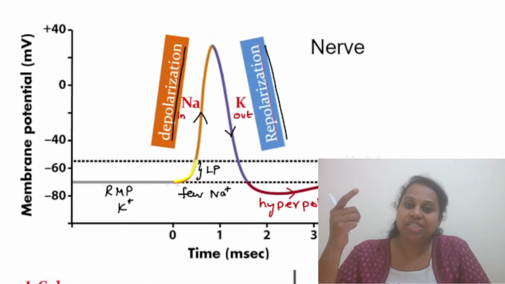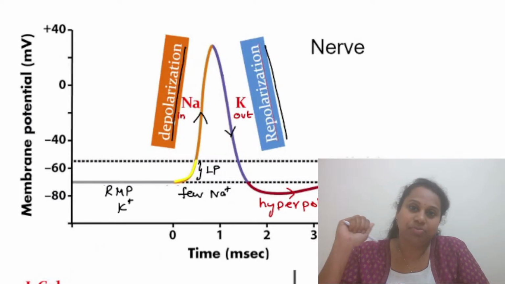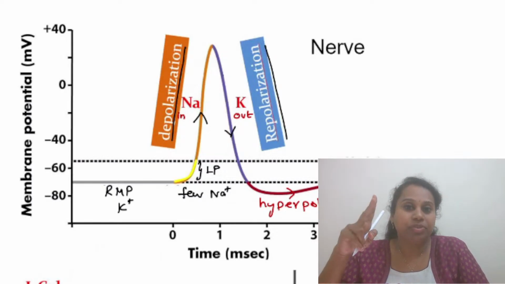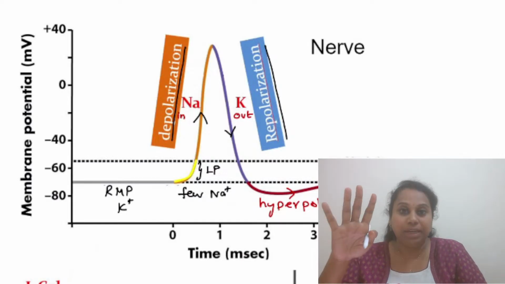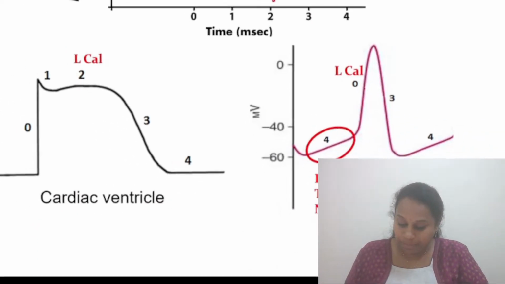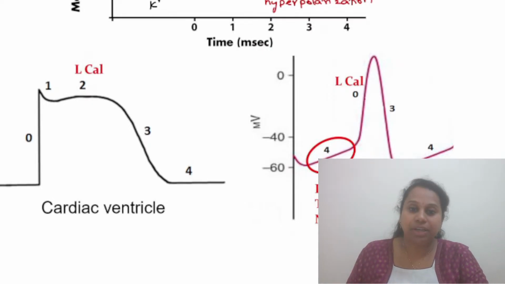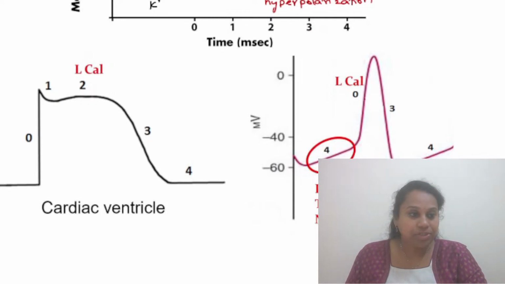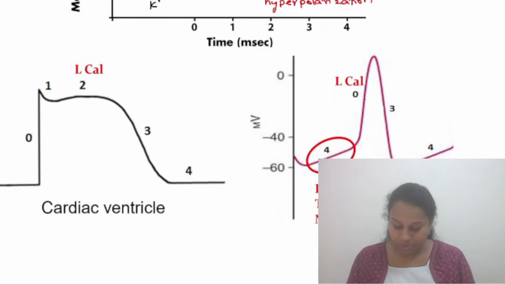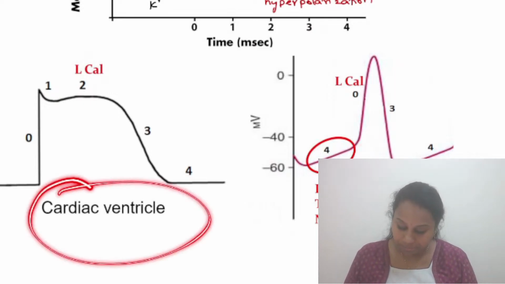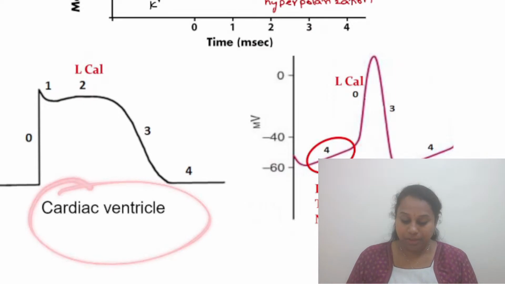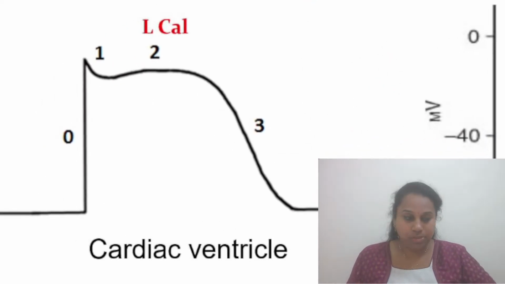Now let's see what's the difference between nerve action potential and cardiac action potential. Cardiac muscle has two different types of tissues, the normal cardiac ventricles and the SA node. So there are two different types of action potential curve, the normal cardiac ventricle action potential and the SA node action potential. What are the changes that take place in the normal cardiac ventricle action potential? In a normal cardiac ventricle action potential, this one is almost the same as the nerve.